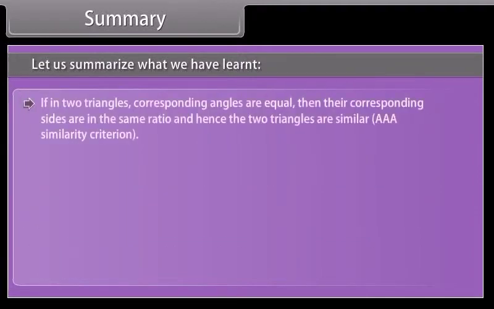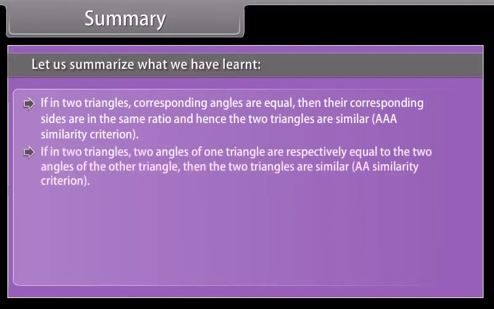If in two triangles corresponding angles are equal, then their corresponding sides are in the same ratio, and hence the two triangles are similar by AAA Similarity Criterion. If in two triangles two angles of one triangle are respectively equal to the two angles of the other triangle, then the two triangles are similar, or AA Similarity Criterion.